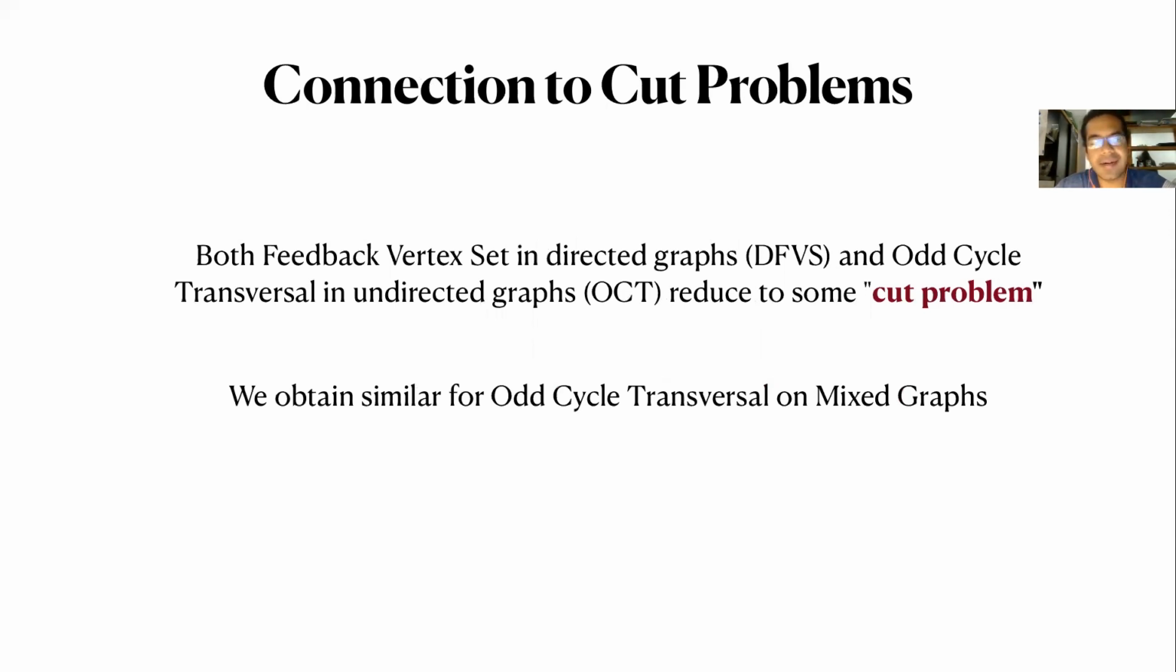Feedback vertex set in directed graphs and odd cycle transversal in a directed graph reduced to some cut problem. If you know about these algorithms, you will know that DFVS reduces to skew multi-way cut, and odd cycle transversal, once you do an iterative compression, again turns into some form of cut problem. And we will show that the same thing happens for odd cycle transversal in mixed graphs. It also reduces to some form of a cut problem. We will see what specific cut problem it reduces to.